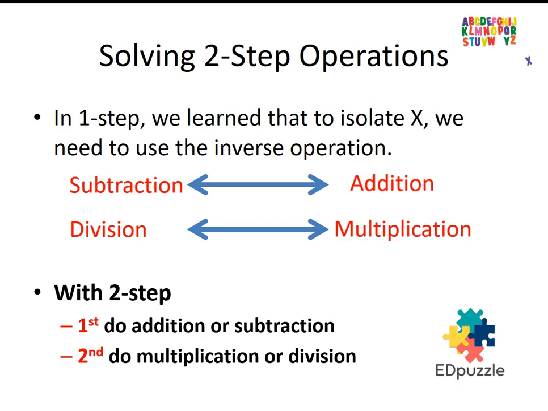You should have said to undo addition, we use subtraction. To undo division, we use multiplication. And when there are two-step equations, first we undo addition and subtraction, then multiplication or division. So hopefully you got that done correctly.